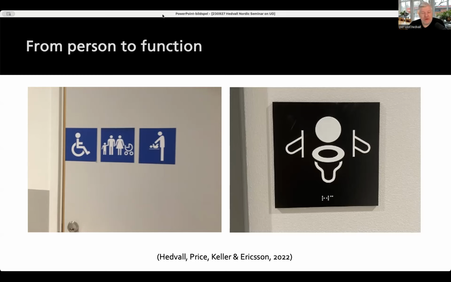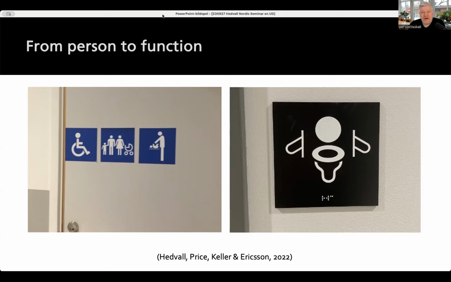And on the screen now, there are 2 photos of toilet doors. To the left, there's a photograph of a toilet door with 3 pictograms: a person in a wheelchair, a family consisting of a man, woman, and child, and then a standing man changing diapers on a baby. So that's 3 different kinds of categorizations of persons and bodies.